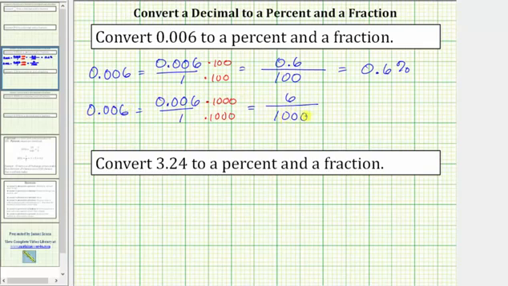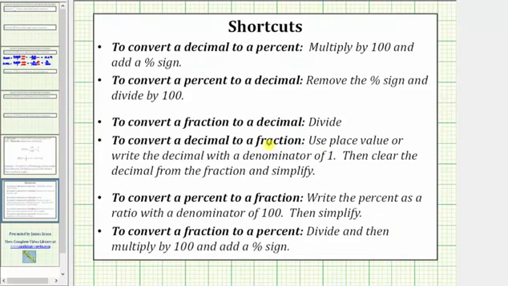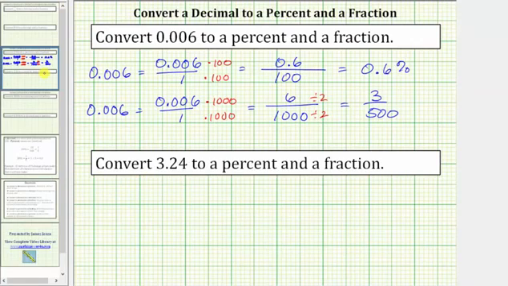The last step is to simplify the fraction by simplifying out any common factors other than 1 between 6 and 1,000. 6 and 1,000 share a common factor of 2. We divide the numerator and denominator by 2, which gives us a simplified fraction of 3/500ths. Going back to our notes, to convert a decimal to a fraction, we use place value, or write the decimal with a denominator of 1, then clear the decimal from the fraction and simplify, which we did. Let's look at a second example.